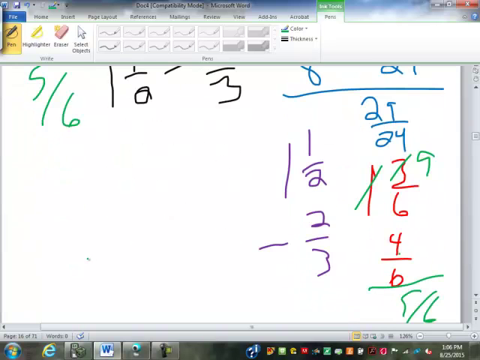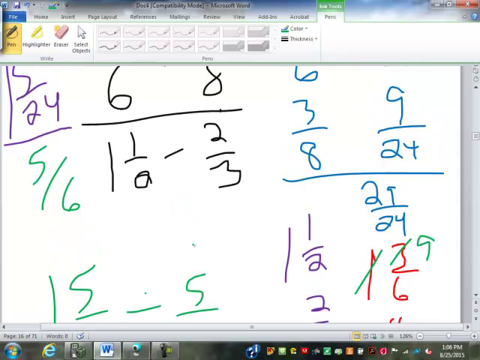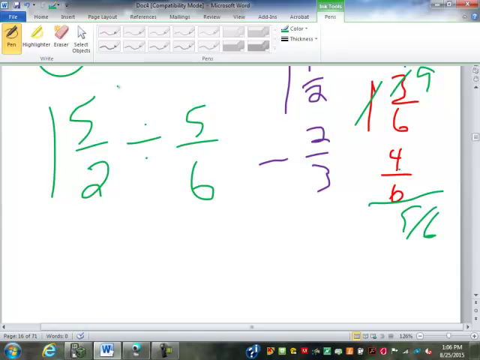So now we have 1 and 5 24ths divided by 5/6. A lot of people get really confused when they see it like this as a fraction within a fraction, but remember, a fraction is just a division problem. You can think of it as division. So do we need a common denominator? No. But we do need to make this into what?